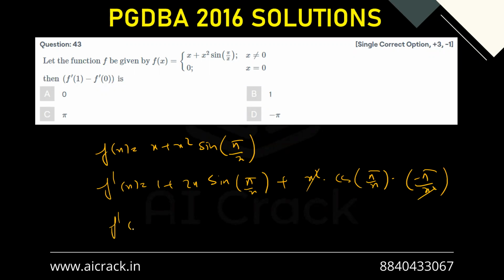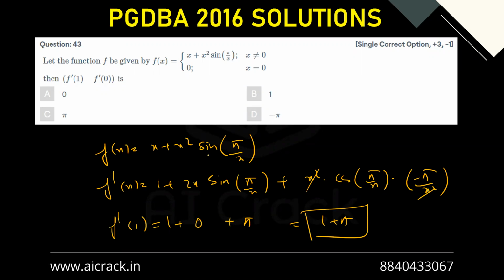So f'(1) would be 1 plus, if I put 1 here, this becomes 0. And if I put 1 here, this becomes cos π. Cos π is −1, and with the −π here, we're getting π. So 1 + π is the f'(1) value.